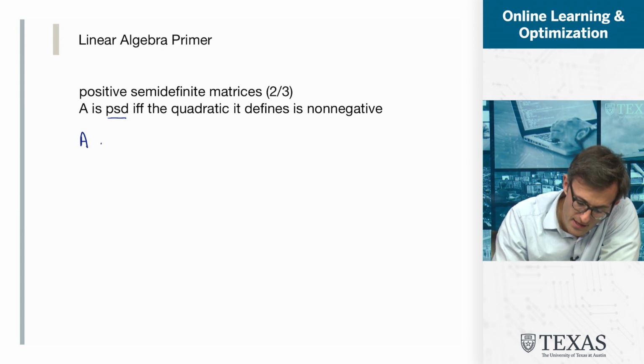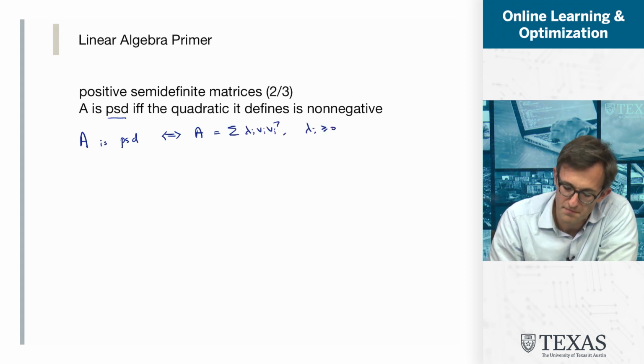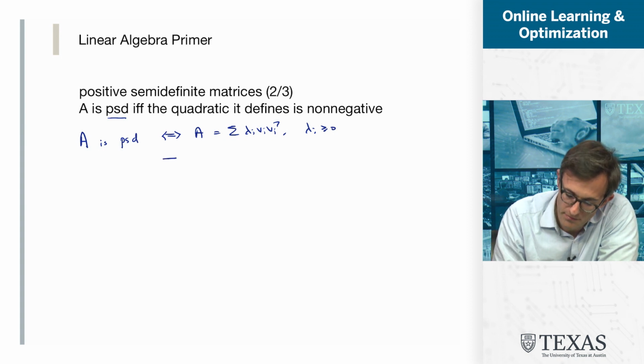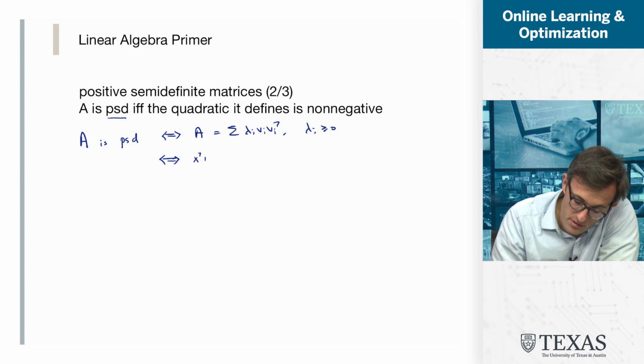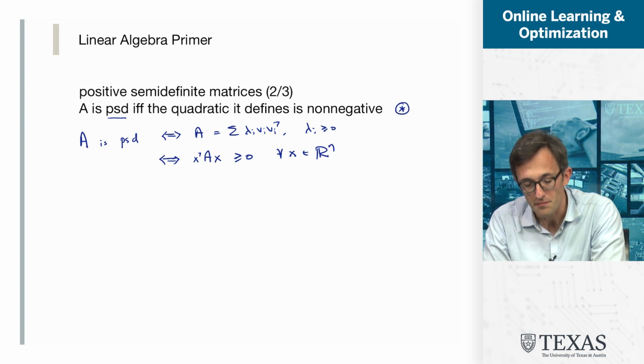So this is saying A is PSD. This is equivalent to writing that A is equal to the sum of lambda i vi vi transpose, where the lambda i's are non-negative. We just said that on the previous slide. And this is also equivalent to writing that x transpose Ax is greater than or equal to 0 for every x in Rn. So this is the content of what this statement is saying.